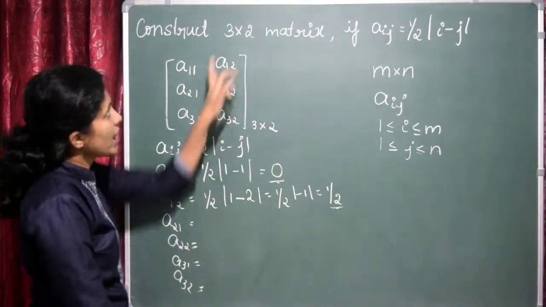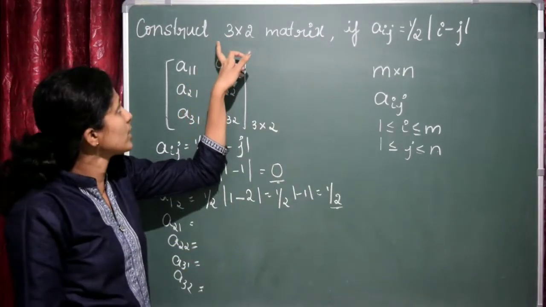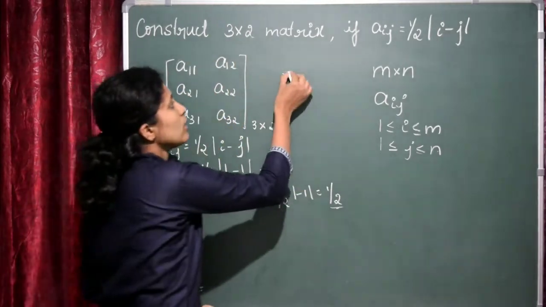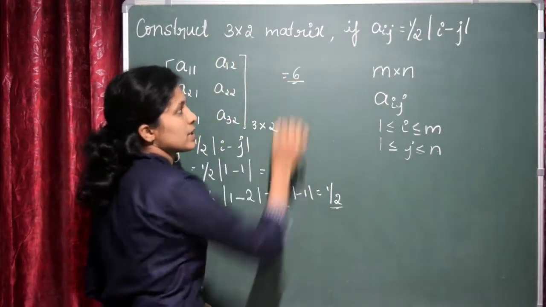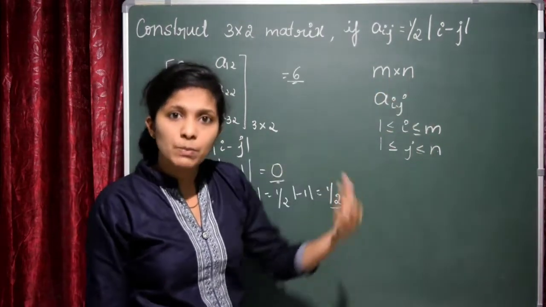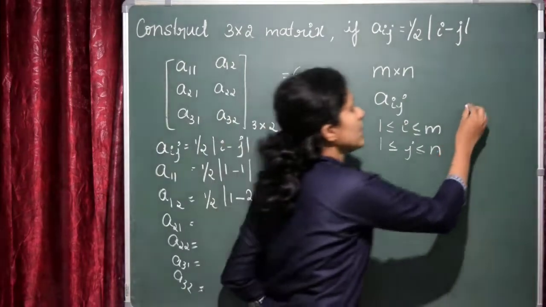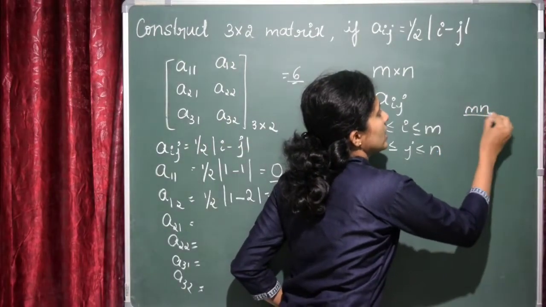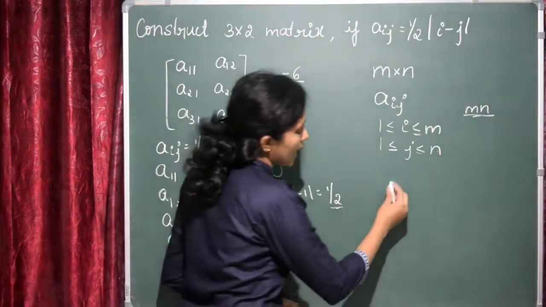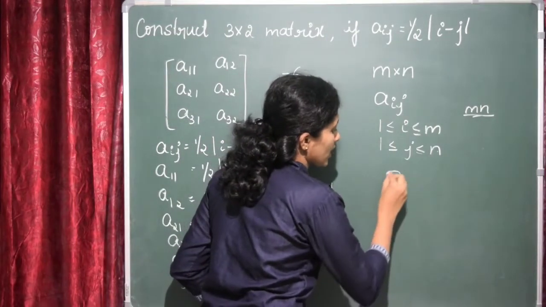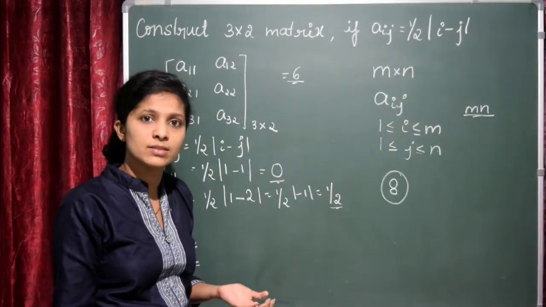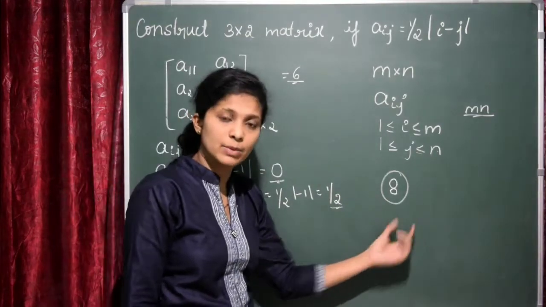And one more thing, if a matrix is of order 3 by 2, then the number of elements in that matrix will always be equal to 6. Remember this, if it is a matrix of order m by n in general, total number of elements in that matrix will be mn. Remember this one, okay? If I want to construct a matrix with 8 elements, what are the possible orders here?